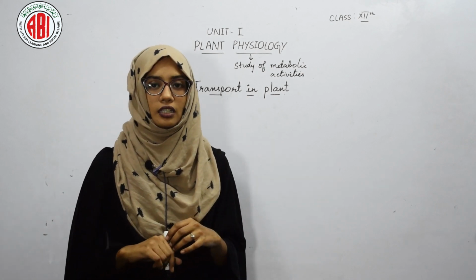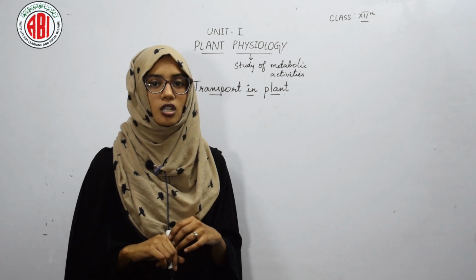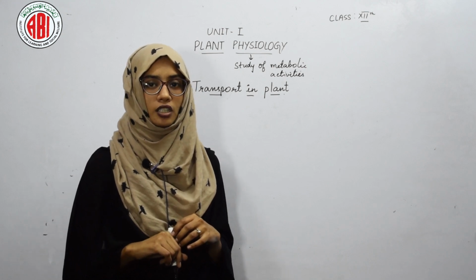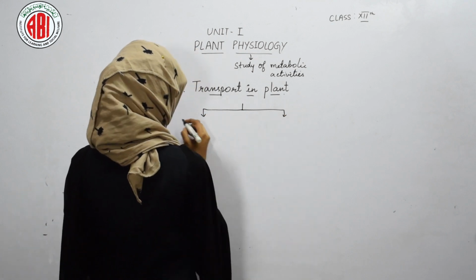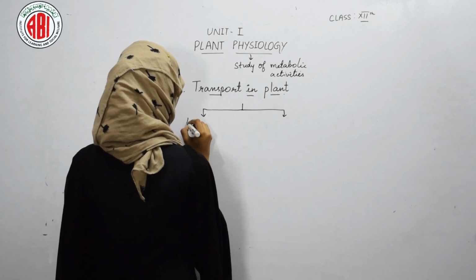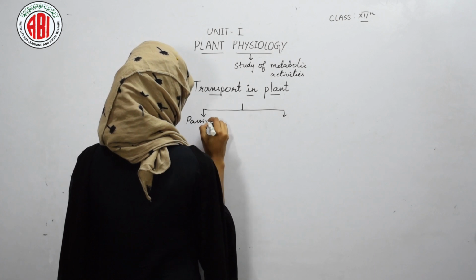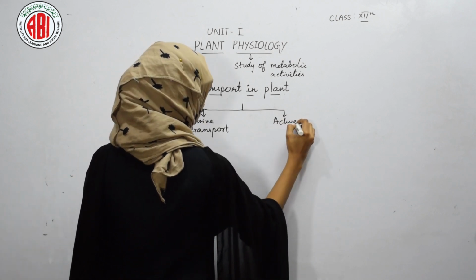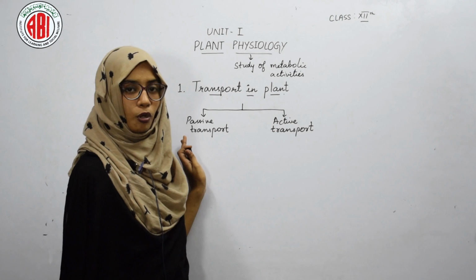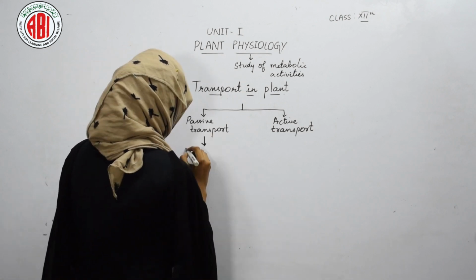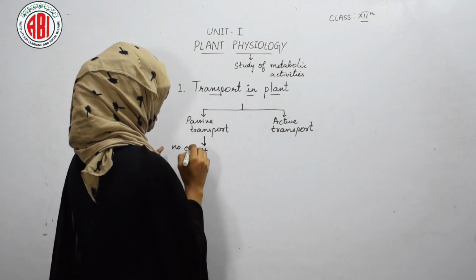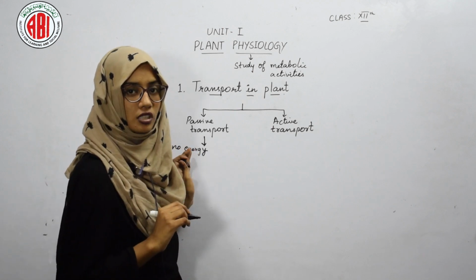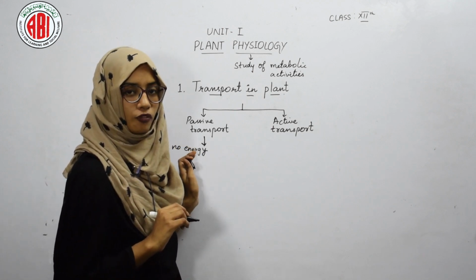Now let us see the various means by which the materials are transported in a plant body. There are two means by which the materials are transported in the plant body: passive transport and active transport. Passive transport is a type of transport in which energy is not required. No energy expenditure takes place in the passive type of transport.